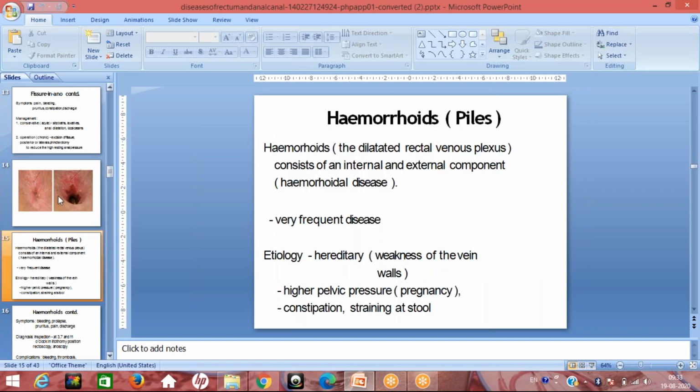So hemorrhoids are most commonly dilated arteriovenous plexuses, which consist of an internal component and an external component. The external component is located below the level of the dentate line, and the internal component is above the level of the dentate line. We call them internal hemorrhoids. The most common etiological factors include heredity, meaning weakness of the anal cushions, higher pelvic pressures in case of pregnancy, and chronic constipation and straining at stools.